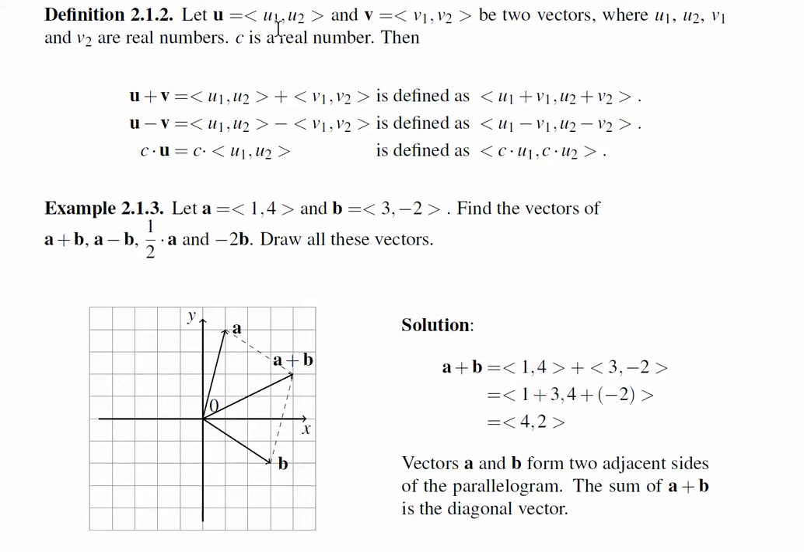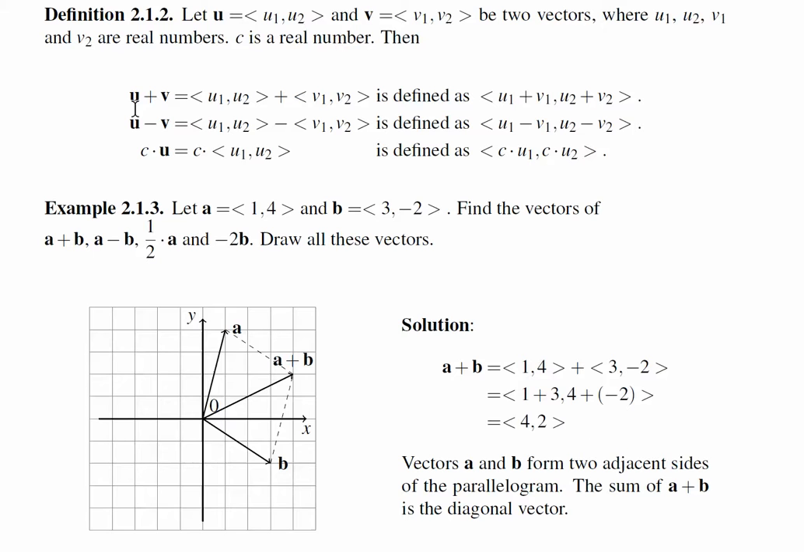The two components of u are denoted by u1, u2, and the x, y components of v are denoted by v1, v2. Here, u1, u2, v1, v2 are real numbers, and c is a real number as well.